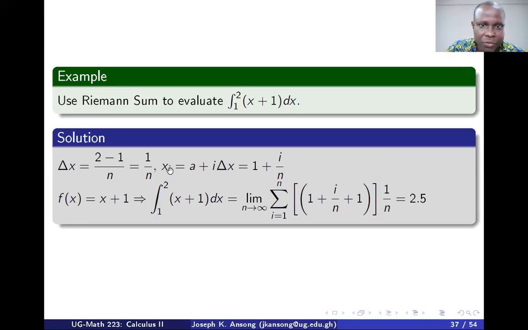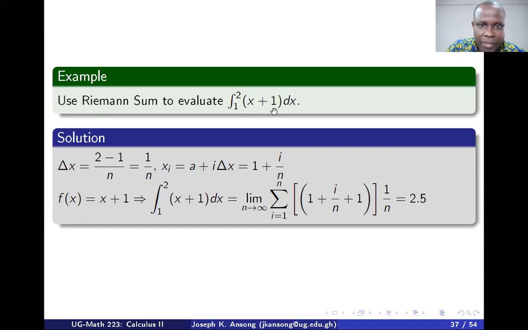While it's here, let's just do it. Our a is 1, b is 2, so delta x is 1 over n. I'm using the right endpoints again. Here, a is no longer 0, or maybe that's why I brought it. a is 1, so I have 1 plus i delta x, which is 1 over n, so I have i over n, okay?